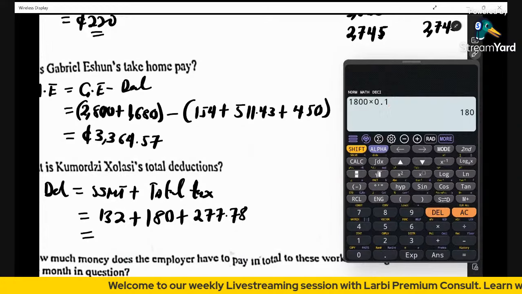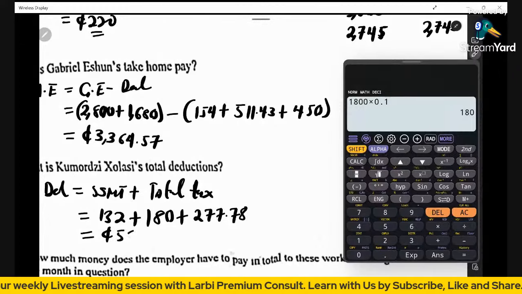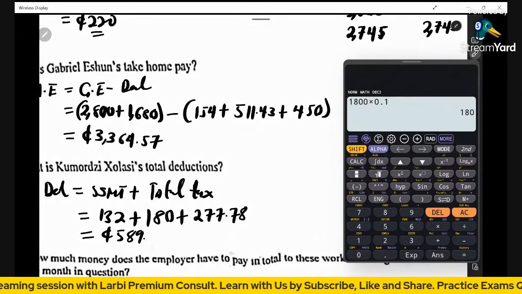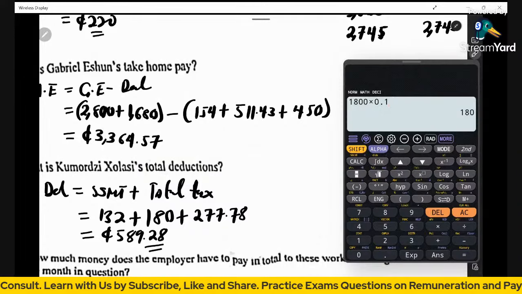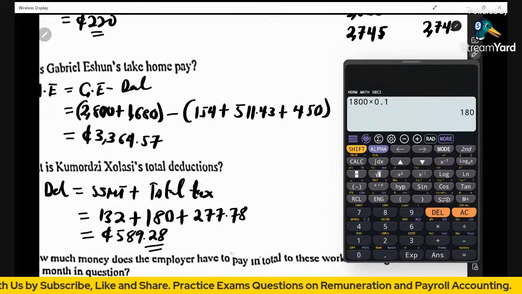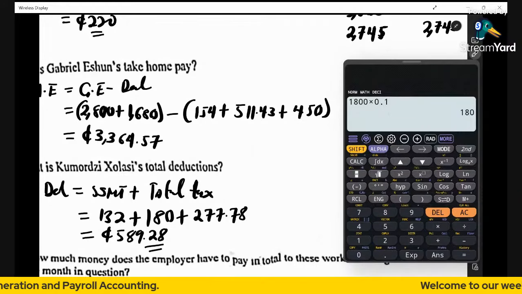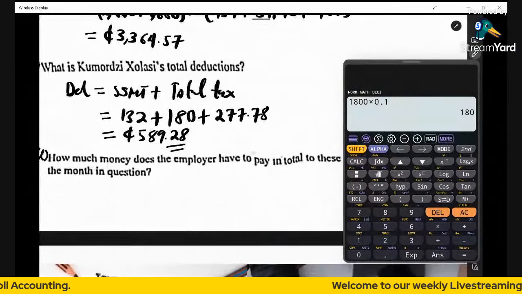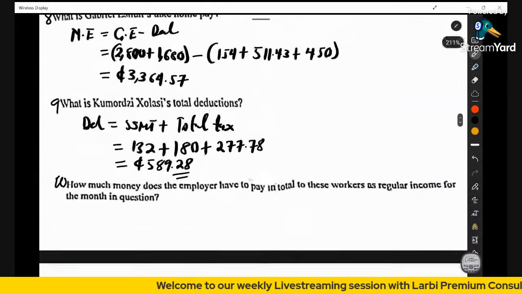So when you add all these three, you should be able to get a deduction of 589.28. That's what I got in my case. So you can also compare and see if that is true in that line. Okay, if that is okay, then we move on to the last question and we'll see if we can take some questions in there and see how far we can go.